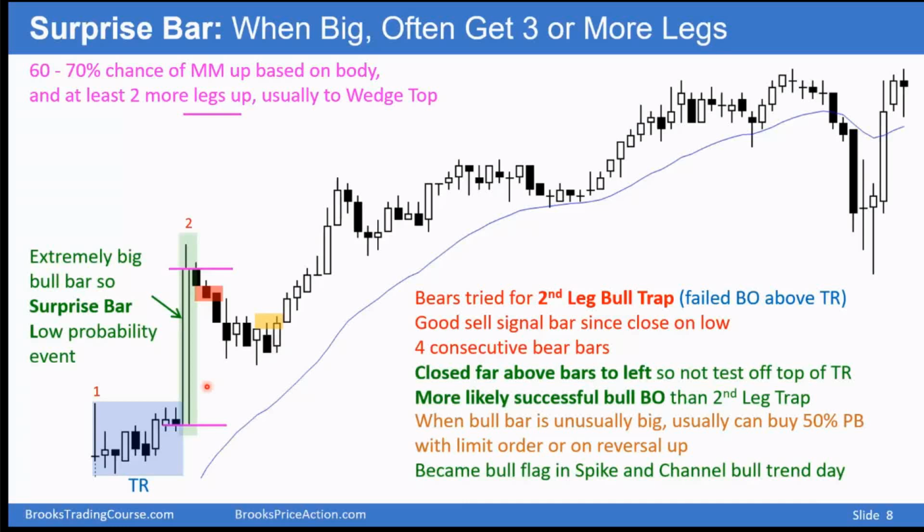Whenever the bar is especially big like this, a lot of bulls don't want to buy up here because the stop is here or here. They don't want to risk that much. And therefore, you often get a pullback to around 50%. You'll have bulls who have limit orders to buy 50%. Other bulls will buy on a reversal up from a 50% pullback, especially when there's a micro double bottom. We went down and up and down and up.